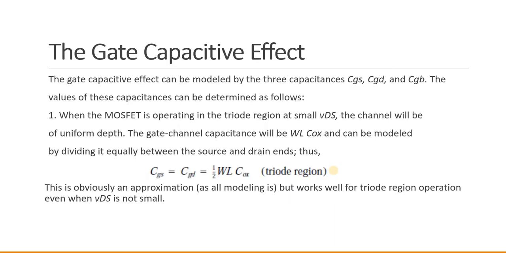Next is the gate capacitive effect. Your MOSFET enters into three different regions: cutoff, saturation and triode region. In the triode region, your VDS will be very small, so the channel will be formed and will be of uniform depth. So your CGS will be equal to CGD because the capacitance will be divided equally between the source and the drain. The formula is W into L into COX divided by 2.